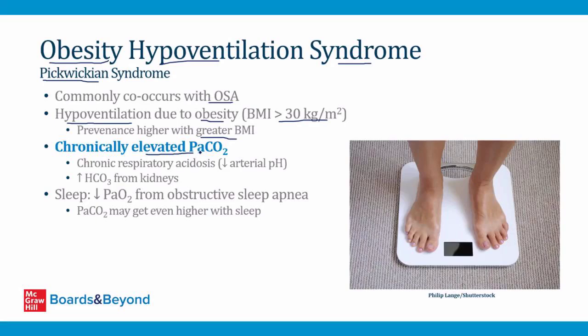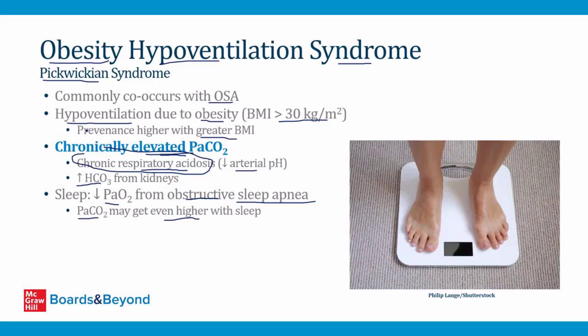Basically, some obese patients who have this condition develop a chronic respiratory acidosis from chronically elevated PaCO2. Their arterial pH can be low if you do a blood gas, and they can have high bicarb from the kidneys. All of these are classic findings in a chronic respiratory acidosis. And then when they sleep at night, they can have their PaO2 fall from obstructive sleep apnea, and they can have their PaCO2 get even higher with sleep, and that's because of the apnea episodes that are occurring on top of the chronic hypoventilation. So basically, this is just something you want to be familiar with.